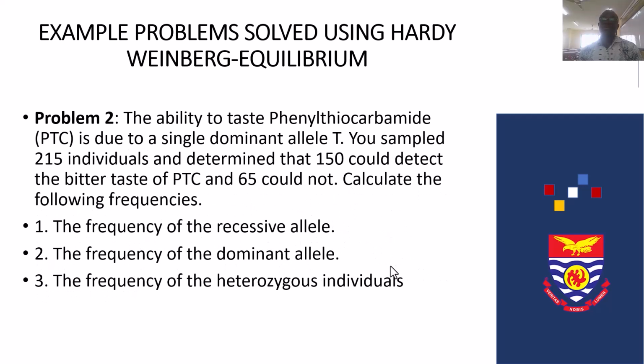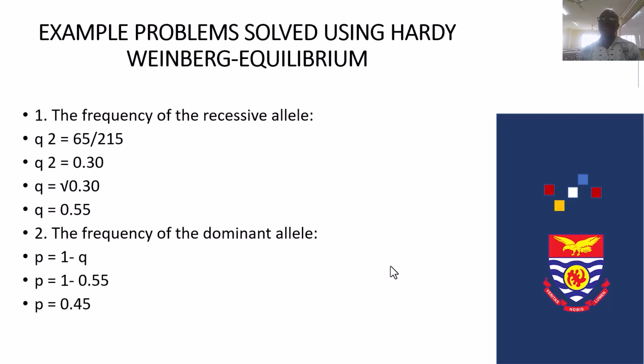Problem 2. The ability to taste phenylthiocarbamide (PTC) is due to a single dominant allele T. You sampled 250 individuals and determined that 150 could detect the bitter taste of PTC and 65 could not. Calculate the following frequencies: the frequency of the recessive allele, the frequency of the dominant allele, the frequency of the heterozygous individuals. The frequency of the recessive allele: q² equals 65 over 212, q² equals 0.35, then q equals the square root of 0.30, q equals 0.55.